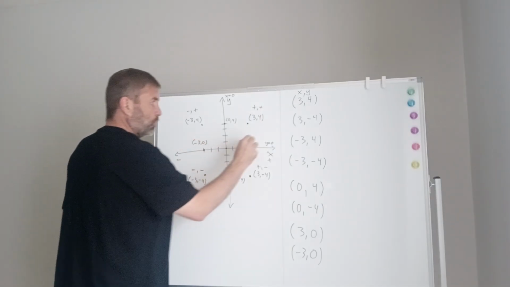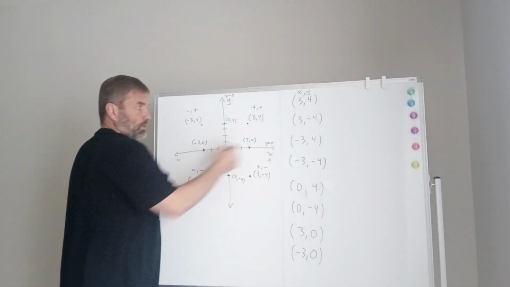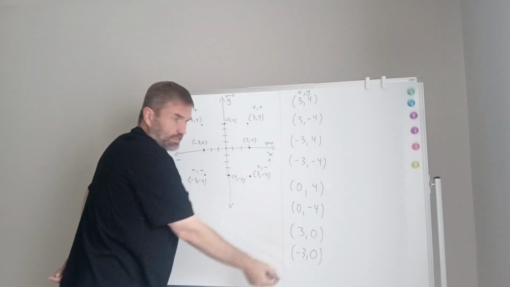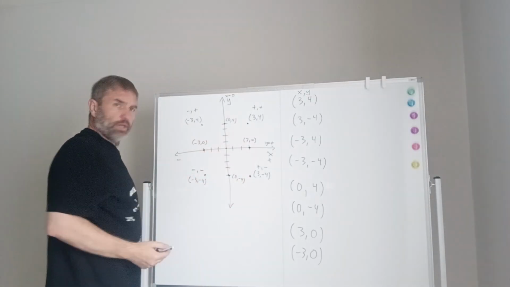And that is how you graph points. That's all the different options you have. Now, of course, the numbers will change. You can move 20 to the right, 50 down. It just depends on what the problem gives you. But hopefully that helps you with graphing.